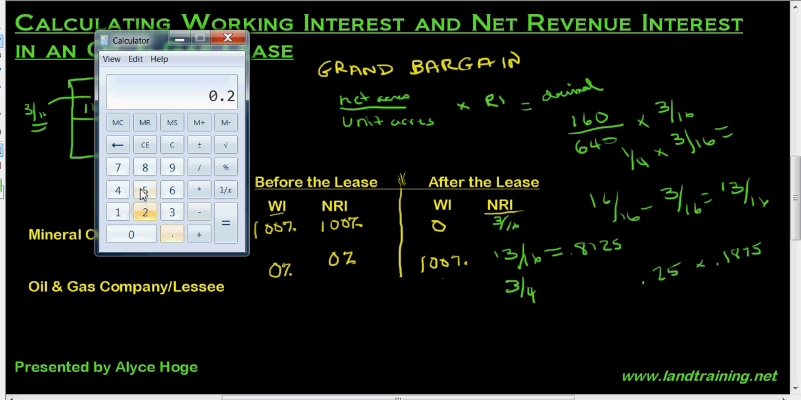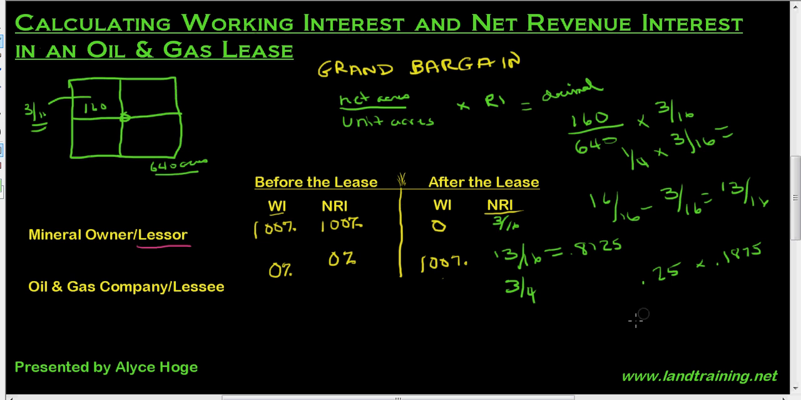It's going to be 0.25 times 0.1875. And so the decimal interest for this owner that has a 3/16 lease royalty fraction in 160 acres is going to be 0.046875. And that's how you get these crazy decimals. Usually they go out to 8 decimal places.